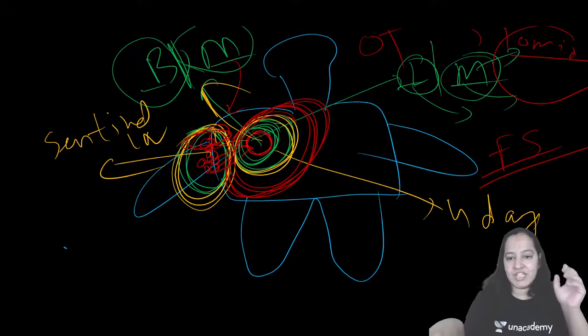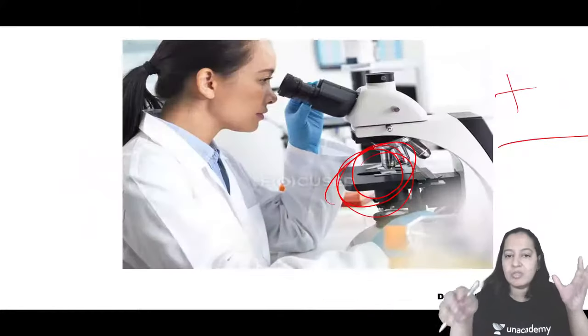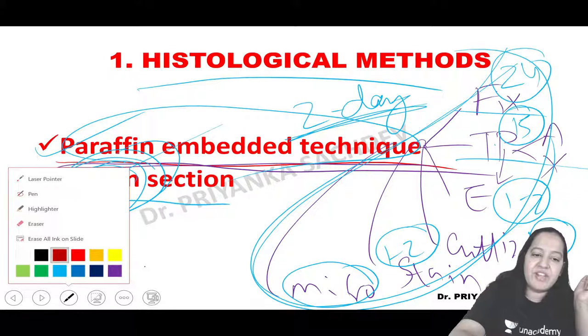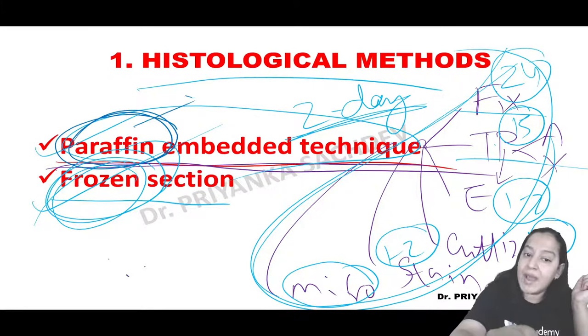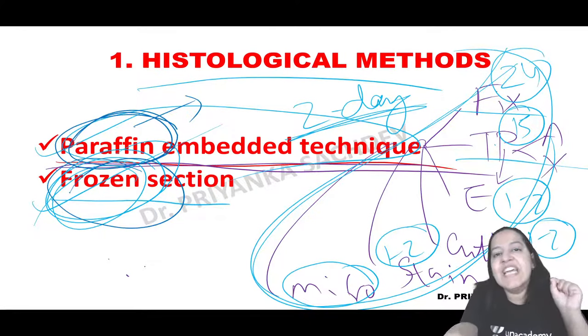So what is frozen section? What is the significance of frozen section? My motto behind the whole story was to tell you the significance. The main difference between the two is that the paraffin embedded technique requires 48 hours to get the report complete, while frozen section can be reported within 10 minutes.